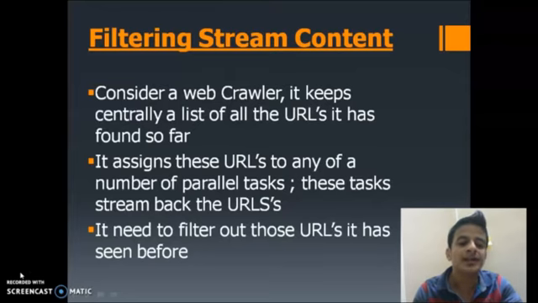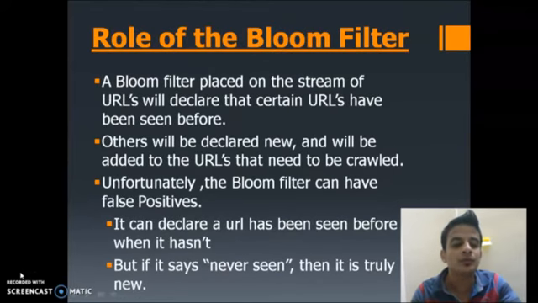So we can create, say, a hash table to look up the URLs which have already been seen, but the web is very big, so the index will not fit in the main memory. What is the role of the Bloom filter?